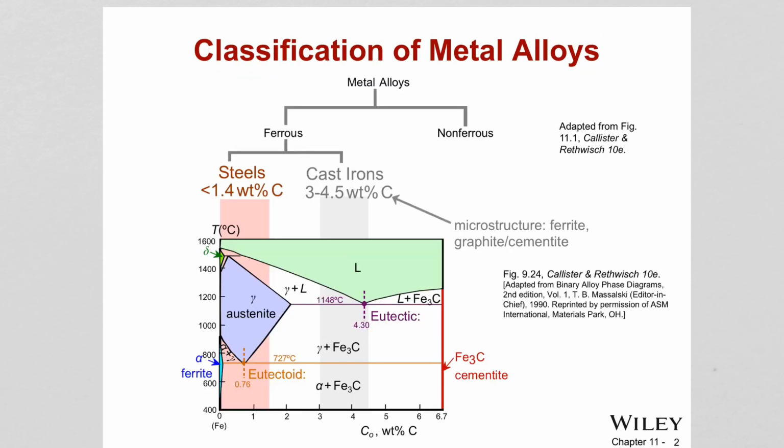Metal alloys are classified into two classes. One is ferrous and the other is non-ferrous. The ferrous alloys are those which have iron as the main component. These are divided also into two categories: steels and cast irons.